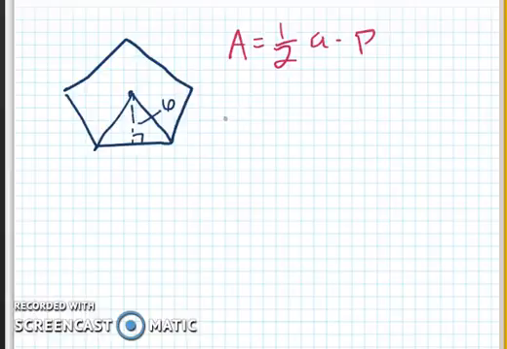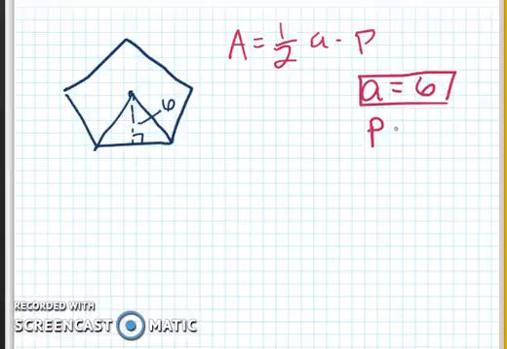Here's our first problem, a pentagon. This only works for regular polygons, so I'm assuming all sides are congruent. So for a pentagon, here we go. The apothem is given to us. This makes my life easy. What makes my life hard is the perimeter is not. So I need to find that.